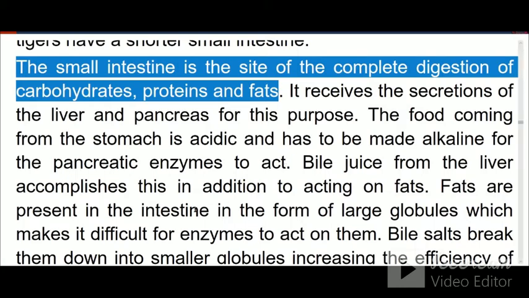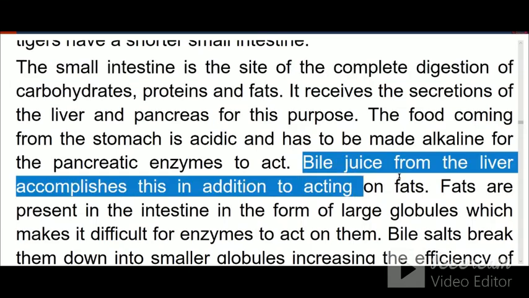Bile juice from the liver accomplishes this in addition to acting on fat. So who does the alkalization of food? Bile juice. And bile juice is secreted from the liver. The liver secretes bile juice which converts the acidic food into alkaline food.